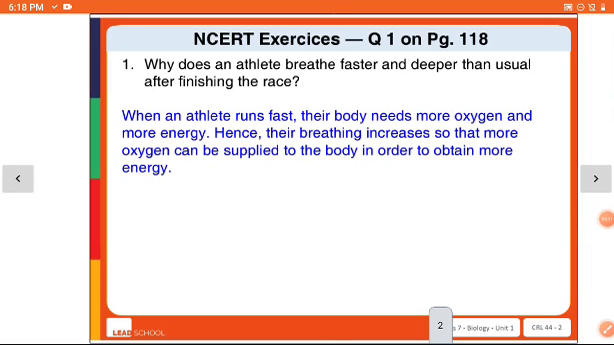Students, in our last lecture we read about respiration and the types, aerobic and anaerobic. Question number 1 on page number 118 of the NCERT exercise: why does an athlete breathe faster and deeper than usual after finishing a race? The answer is, when athletes run fast, their body needs more oxygen and more energy. Hence their breathing increases so that more oxygen can be supplied to the body in order to obtain energy.